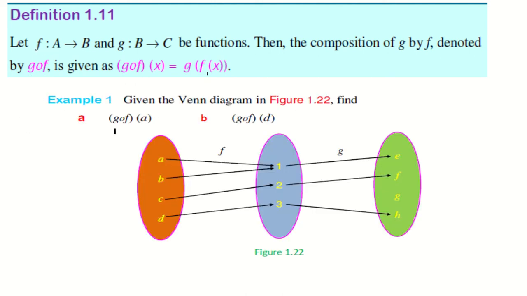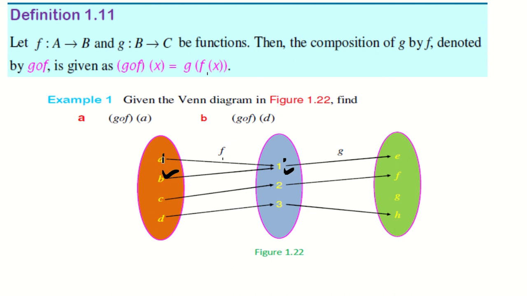Okay, here it is by diagram. It is given the Venn diagram. The function f, the combination: observe, a is combined with 1 and b is combined with 1 again. It's okay. The a cannot combine with two different outcomes. Any domain element cannot move out to two different places. That's the restriction of a function.